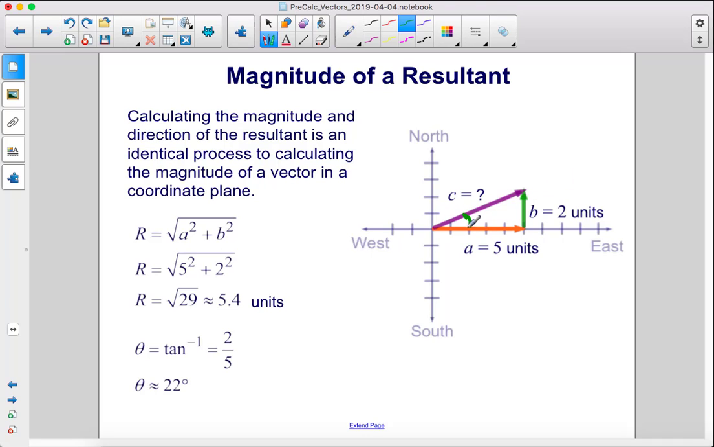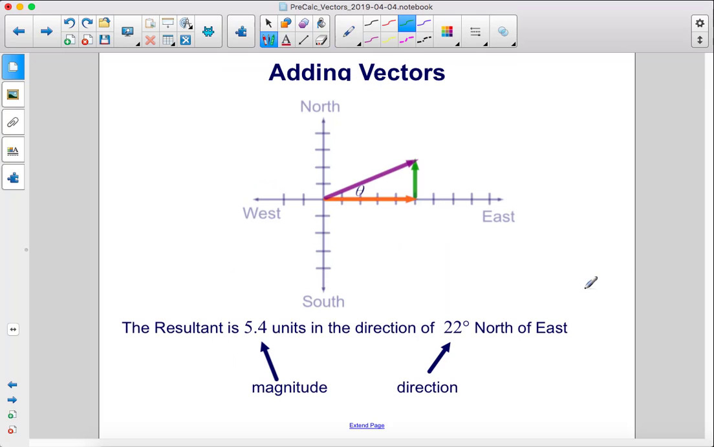The angle here, theta, is going to be the arctangent of 2 over 5, which is approximately 22 degrees. The resultant is 5.4 units in the direction of 22 degrees north of east. So 5.4 is our magnitude, and 22 degrees north of east is our direction.